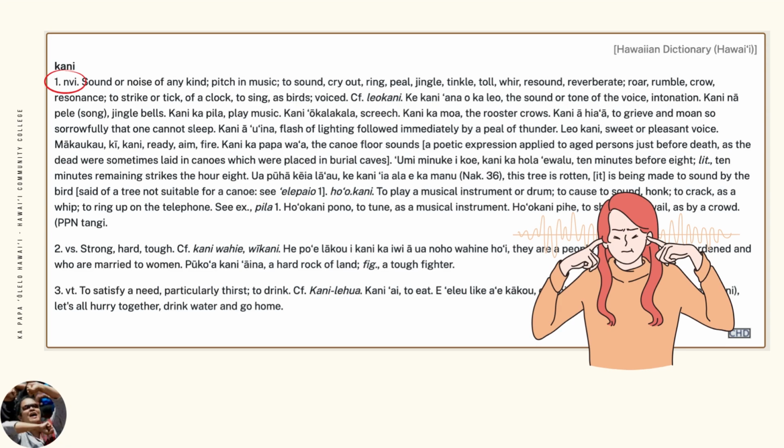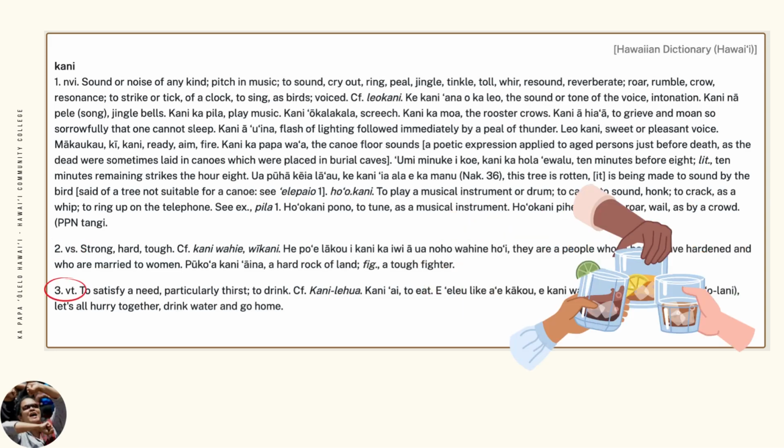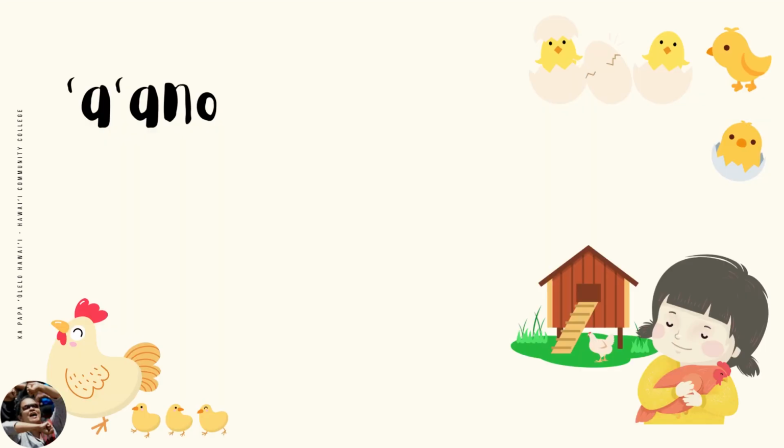Let's look at the next entry. The next entry is a VS, a stative verb. Strong and hard is an ʻAʻano. Finally, entry number 3. This entry is VT, a transitive verb. To drink is a hamani.